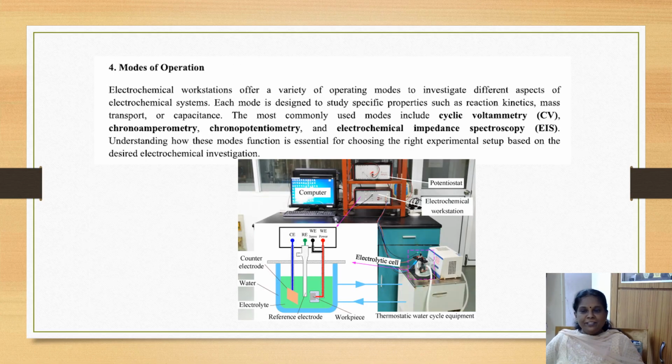The main feature of the electrochemical workstation is that it can act in different modes of operation. The modes include cyclic voltammetry, chronoamperometry, chronopotentiometry, and electrochemical impedance spectroscopy. So, understanding these modes and their functions is essential for choosing the right experimental setup based on the desired experimental investigation.